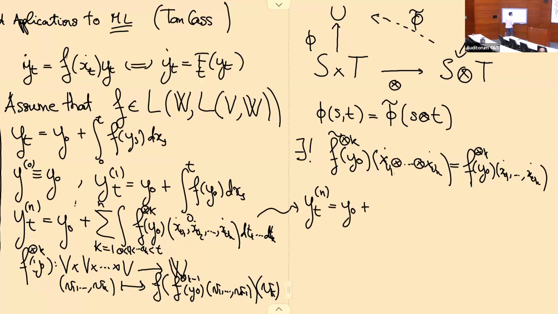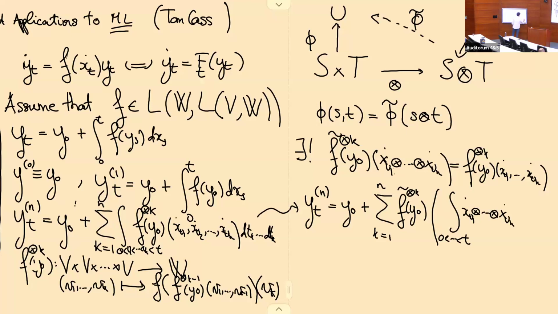So this is y0 plus the sum, k equals 1 to n, of this new map f tilde tensor k applied to y0, acting on the iterated integrals, right? So acting on the integral over 0 to t of x prime u1 tensor up to x prime uk, du1 to duk. Sorry, by the way, this should be du1, not dt1.